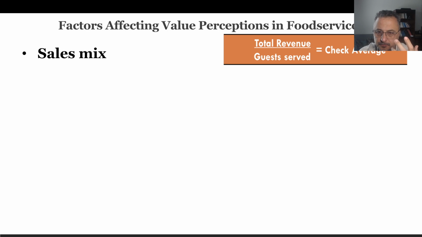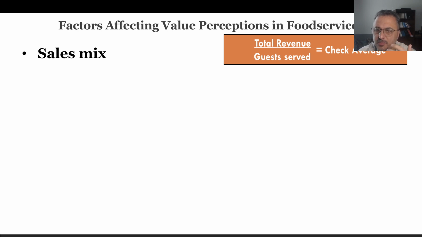Okay, let's talk about the sales mix. Last thing, this is the sales mix, factors affecting value perception. Think about it for a second. In a hotel room, there could be few choices, but food service might have 1,000 different meal combinations. When we say menu mix or sales mix, we are talking about the variety of food and beverage products ordered during a selected time. The combination of those sales mixes could give you a check average.